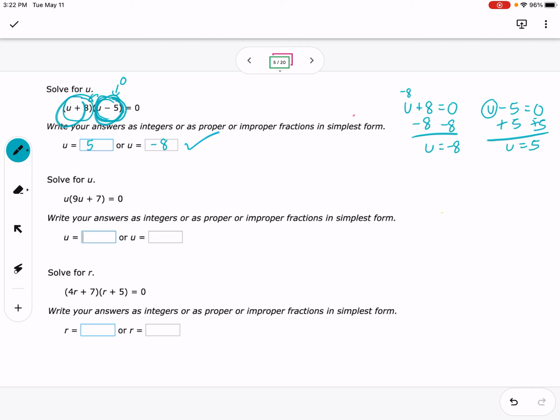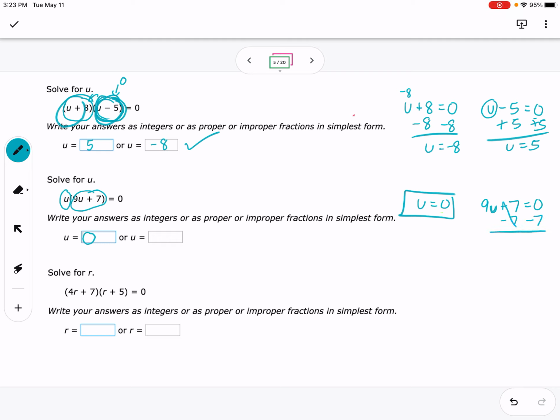Let's take a look at this next one. Here, the two things being multiplied are this and this. So either u must equal 0 or 9u plus 7 must equal 0. Now, this is already solved. U is by itself. U could potentially be 0, and that would make this whole thing equal to 0. So the other option is this whole expression could equal 0. So how would I solve for u and get u by itself?